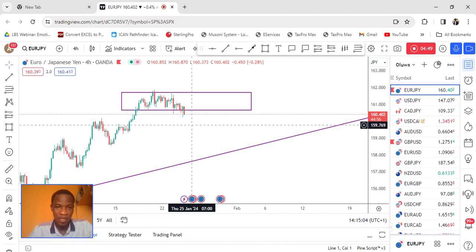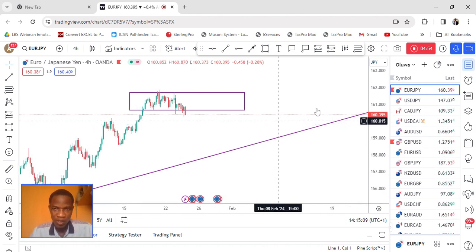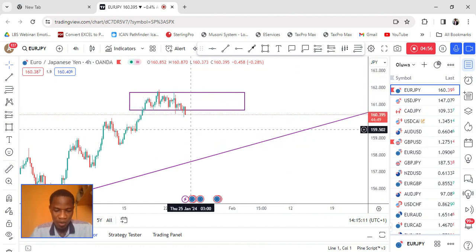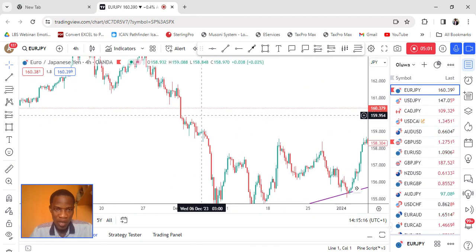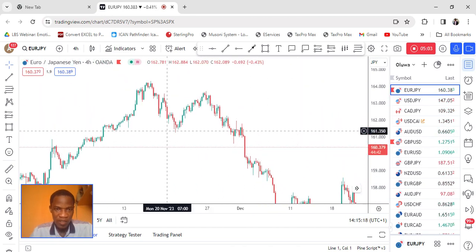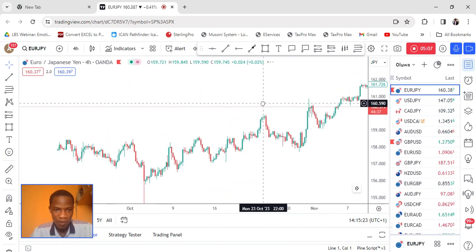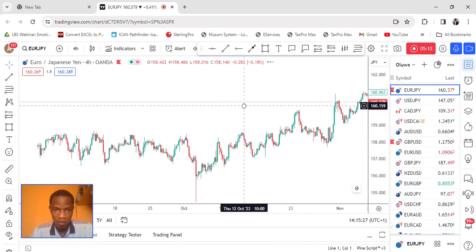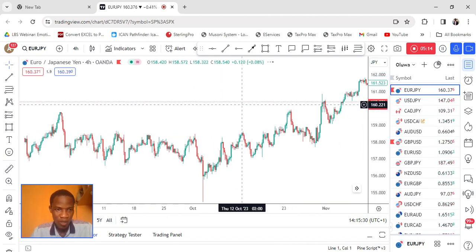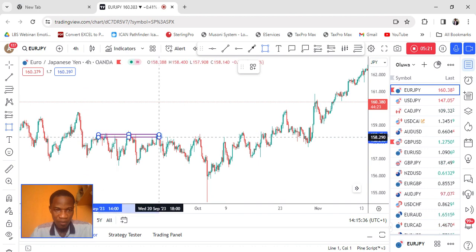Outside of this range. So let's check previous occurrences. Let's go a little bit to the previous market and look for a breakout. So good, this is a good example. Another example here. I'm going to show us another example here.